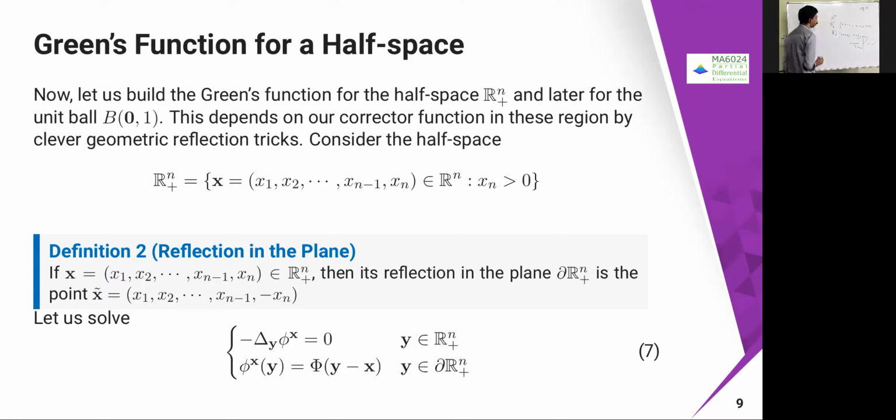Same way in R^n plus, I have x delta. x delta is nothing but x1 comma x2 comma etc., x3 comma etc., xn minus 1. For the last one, I am just taking minus xn. So this is called the reflection in the plane with respect to the boundary, that is, the boundary of this R^n plus.